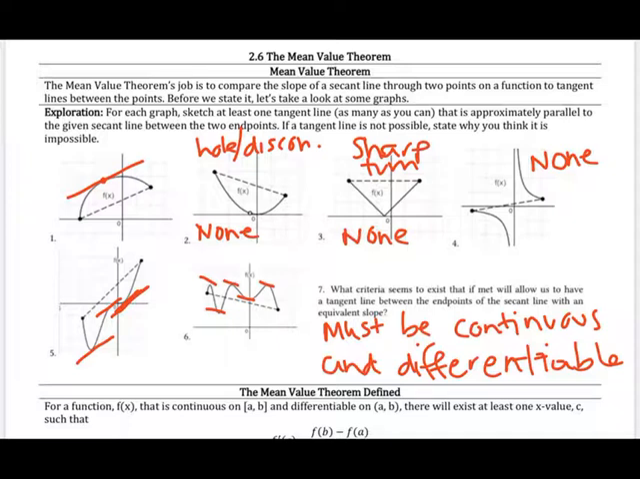That doesn't explain number 3. Number 3 is definitely continuous along that interval. The issue was that sharp turn. So the 2 criteria that seem to exist here is that we have to have a continuous and differentiable function in order to draw this tangent line. So let's talk about what that means, how that ties to the mean value theorem. What does the mean value theorem even say?